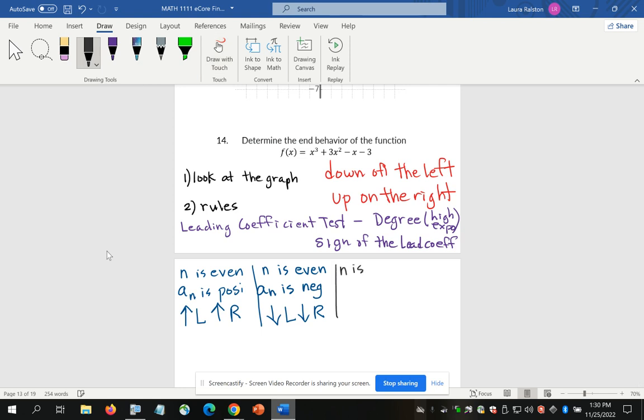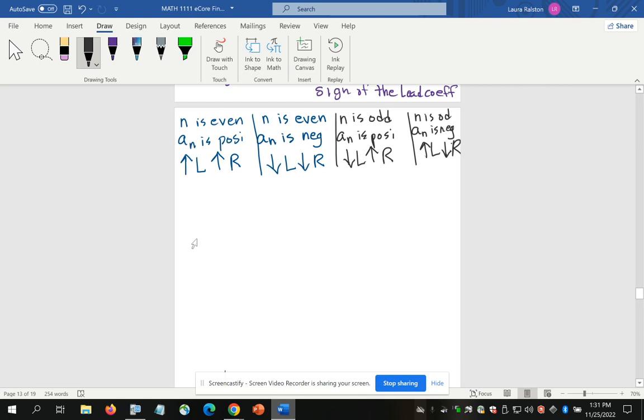When the degree is odd and your leading coefficient is positive, as it is in this case, it goes down on the left and up on the right. If the degree is odd and your leading coefficient is negative, it's going to go up on the left and down on the right. Again, notice if it's odd, the ends do opposite things. Okay, so those are the 4 guidelines, but I'm telling you guys, the easiest thing to do is look at the graph.